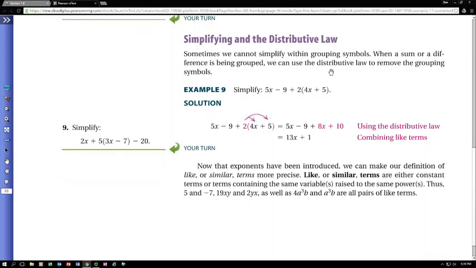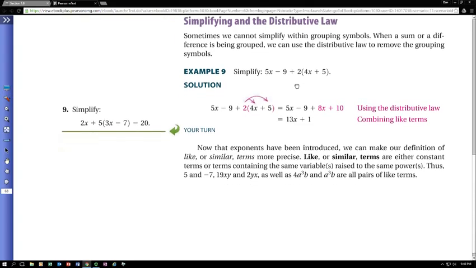Now simplifying and the distributive law: sometimes we cannot simplify within grouping symbols, so we're going to use this as a strategy to be able to simplify this expression. So let's look at this one. And again, if you don't understand these properties or these laws really well, it's pretty hard to get real strategic with it. But the idea is that I still want to think about where I'm going with this. I have x's here, and it would be nice if I could group those together and actually add those like terms. So we're going to have to do a couple things first.